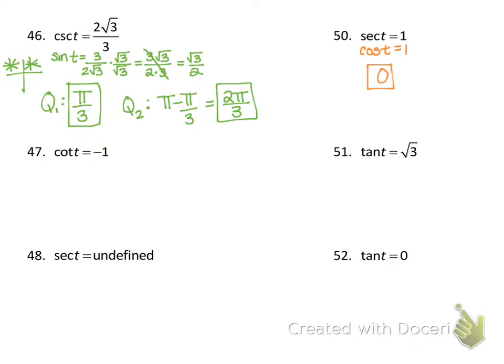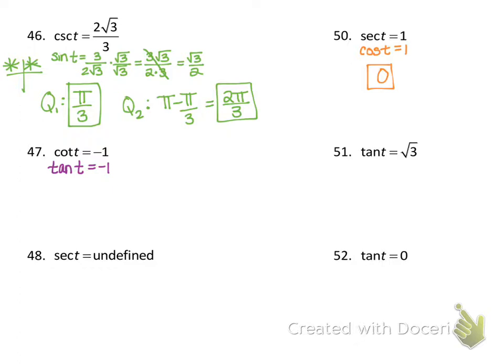Okay, so then again, for cotangent to be negative 1, that means that tangent would be 1 over negative 1, which is still negative 1.